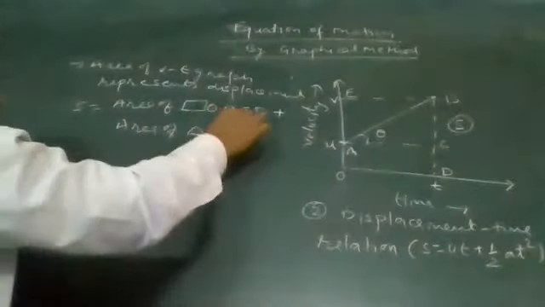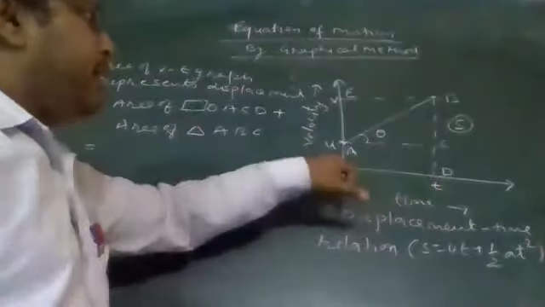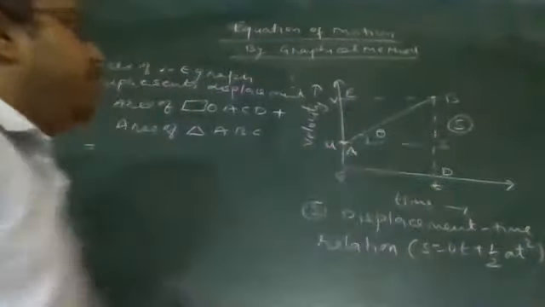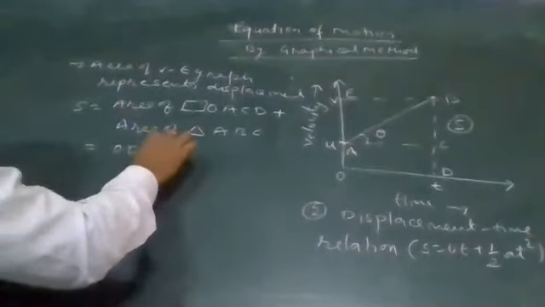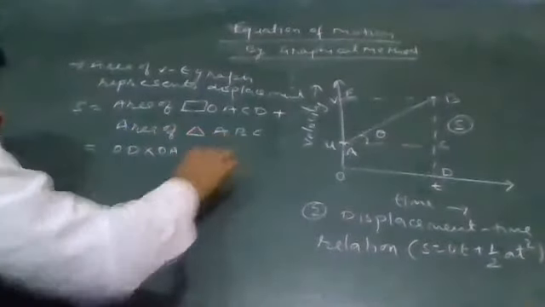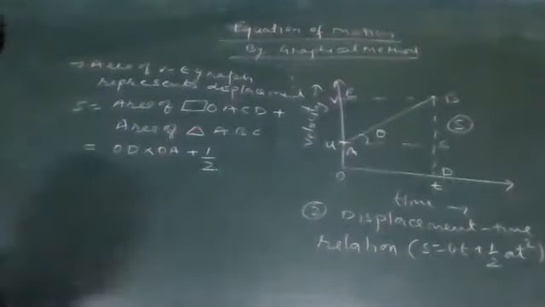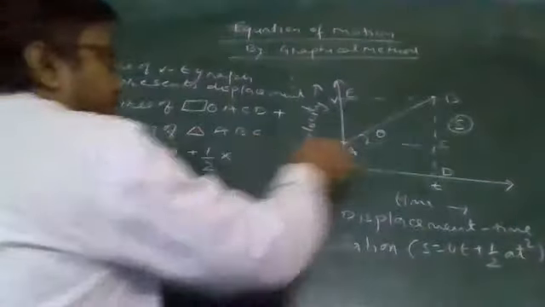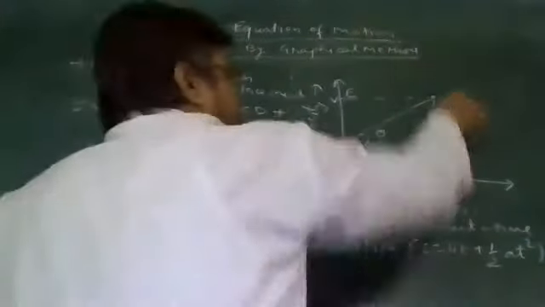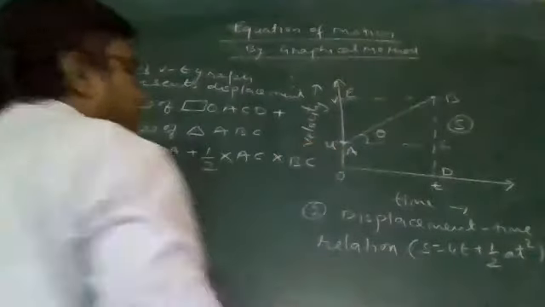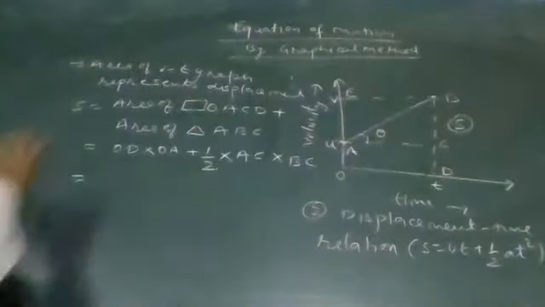You all know the area of a rectangle is length into breadth. Length I take as OD, and breadth is OA, plus the area of the triangle, half into base into height. Base is AC, and height is BC.